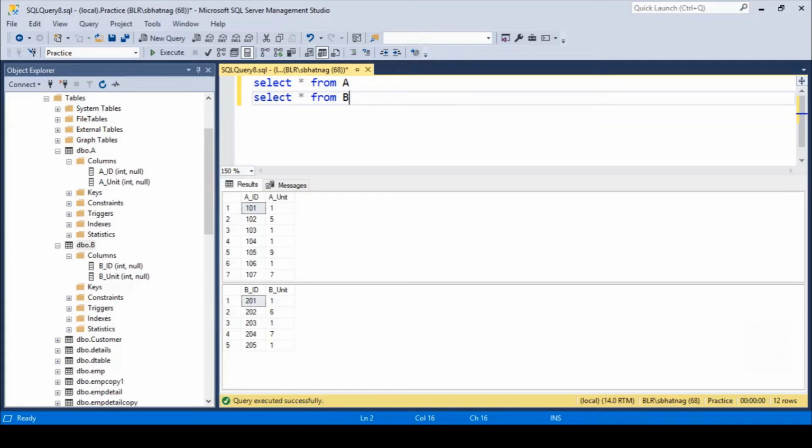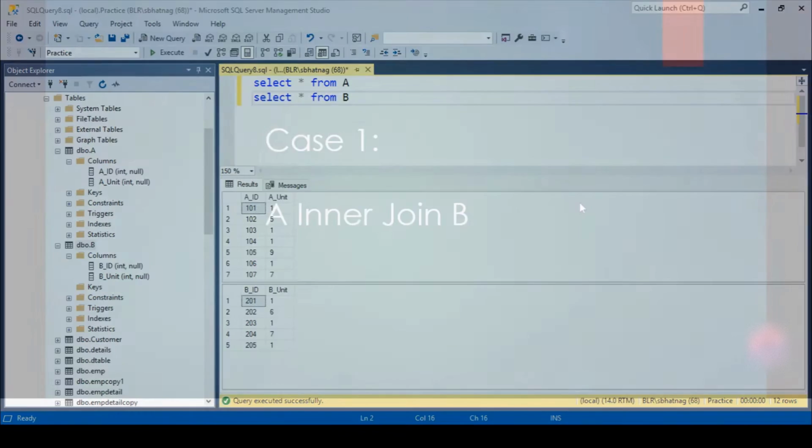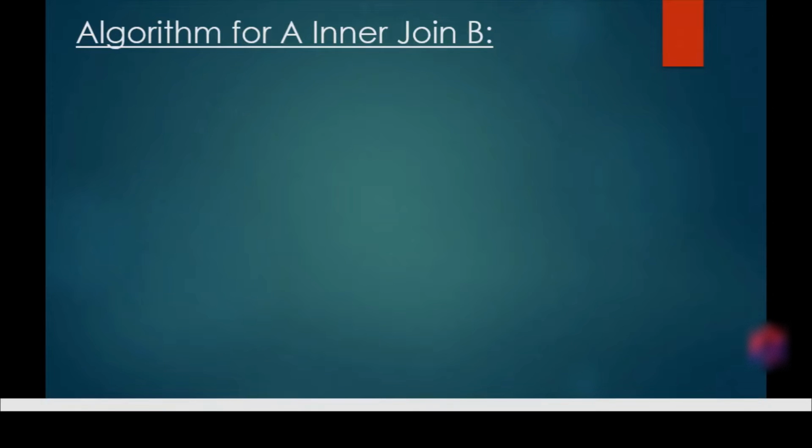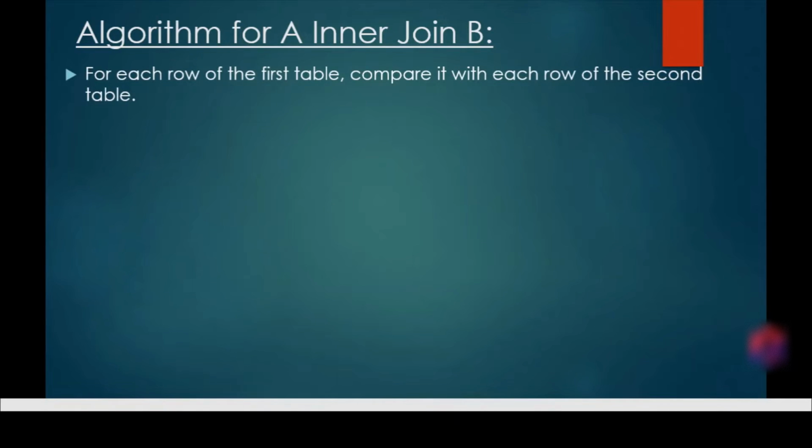Alright, so now that we have our things set up, let's go to the first case that we have over here. Case 1 is to understand how inner join works between two tables, and for this purpose we have written an algorithm. What is the algorithm? Let's go through it. Step number 1. Please follow this diligently. For each row of the first table, that is table A in our case, compare it with each row of the second table. So let's say we fix the first row of table A, we take one value from the first row of table A, we need to compare this value with all the rows of table B in that order.